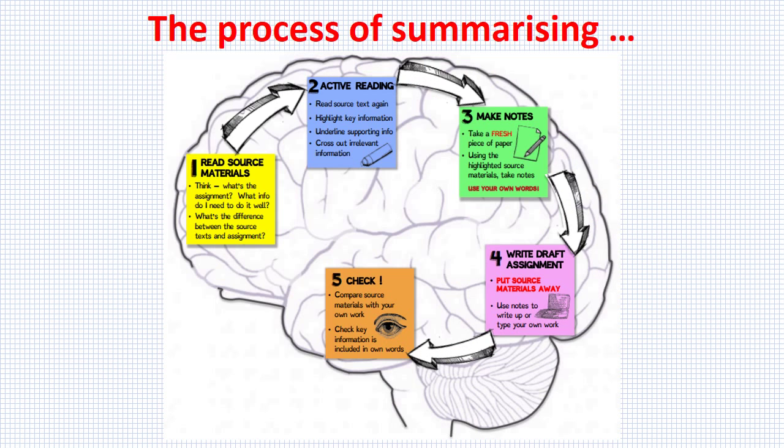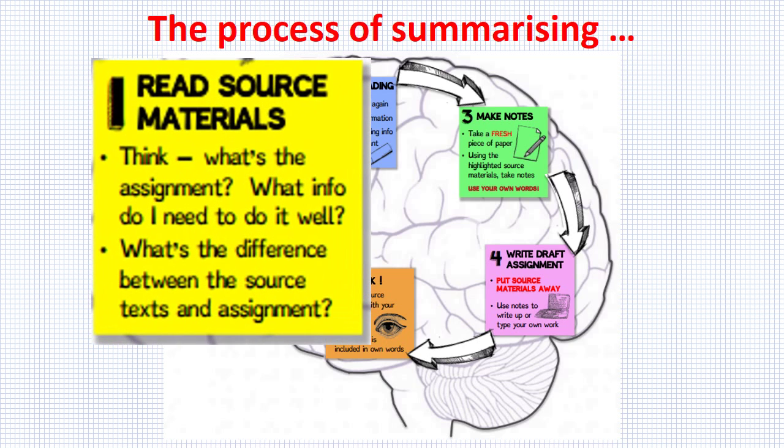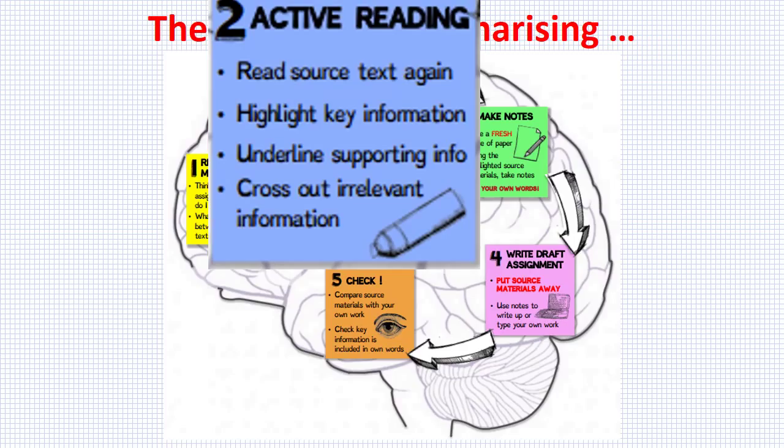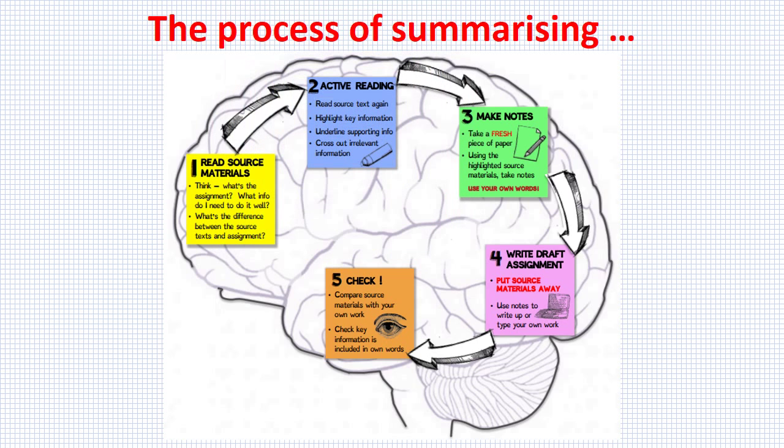Here's an overview of the process. So first she reads the whole web page to get an overview. While she's doing this, she thinks about the key differences between the web page and the task she has to write. Next, she reads the web page again, but this time in more detail. She highlights the key information that she needs and underlines any useful supporting content. And she also puts a line through anything she doesn't need.